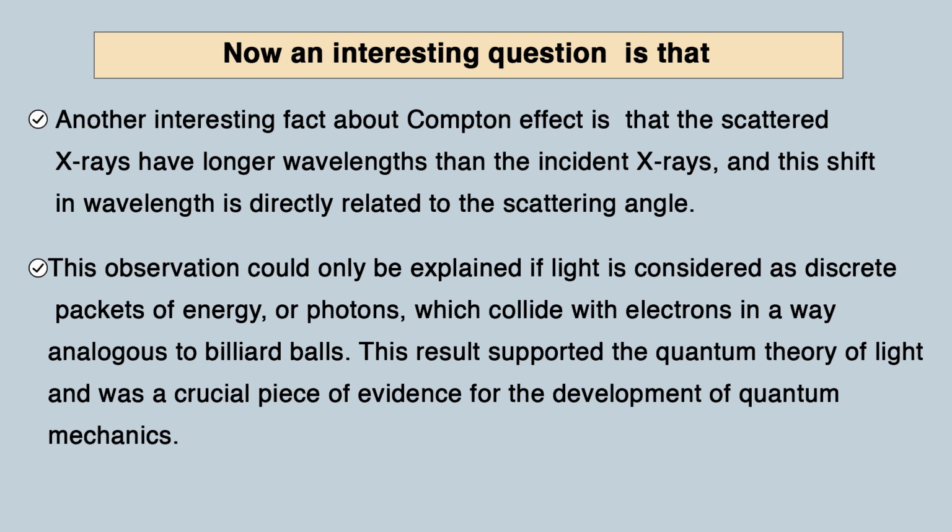This observation could only be explained if light is considered as discrete packets of energy, or photons, which collide with electrons in a way analogous to billiard balls. This result supported the quantum theory of light and was a crucial piece of evidence in the development of quantum mechanics. So, the Compton effect was pivotal in demonstrating that electromagnetic radiation has a dual nature, exhibiting both wave-like and particle-like properties.